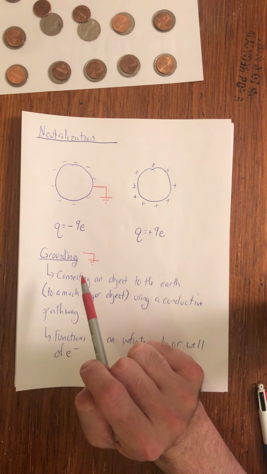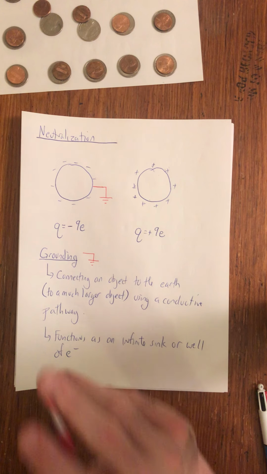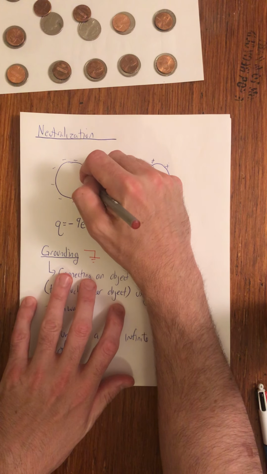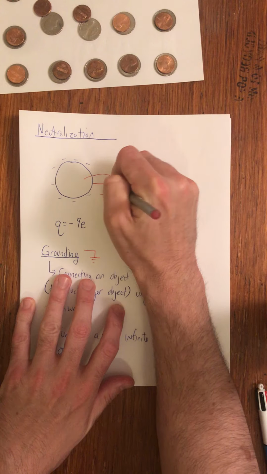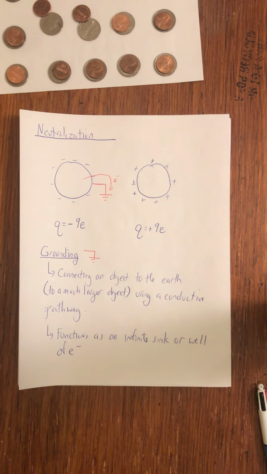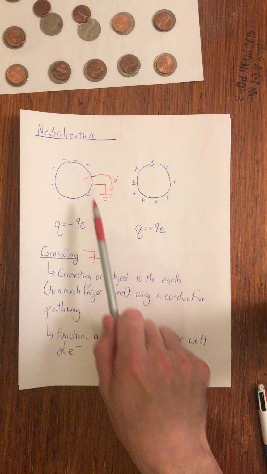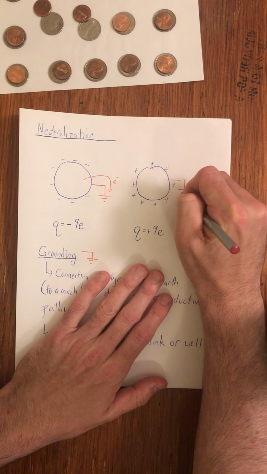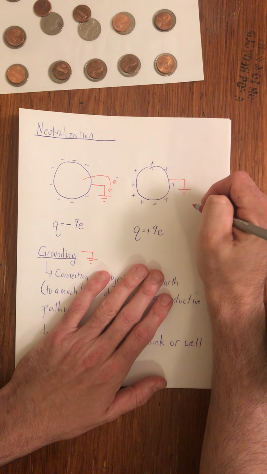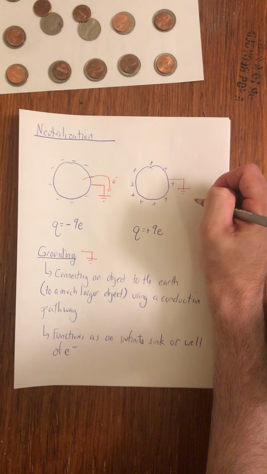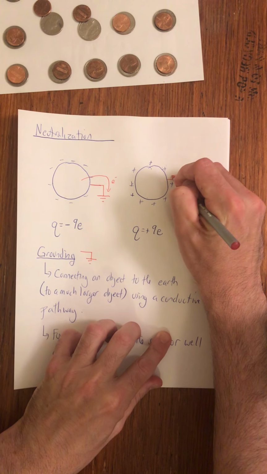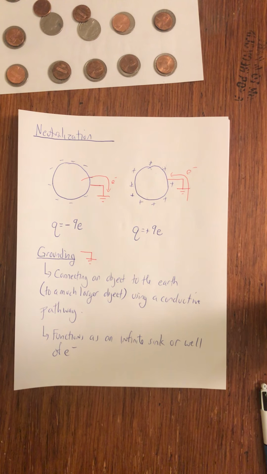So remember what we said before, that excess electrons always want to move from a place of high electron concentration to low electron concentration. This negatively charged object has a high electron concentration. The electrons would flow out of this object into the earth until it is neutral. Similarly, if I were to ground this positively charged object, electrons would flow from the region of higher electron concentration, which in this case is the earth, because this thing is missing electrons, up onto here until it is neutral.